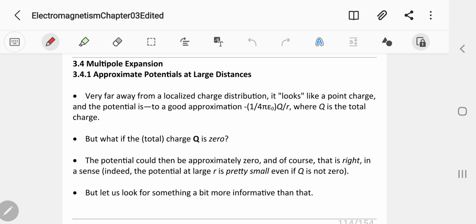And if it's not just a point charge, if it's a big distribution of charge with total charge Q, when you are very, very far away, that distribution of charge will look like a point charge with charge Q.